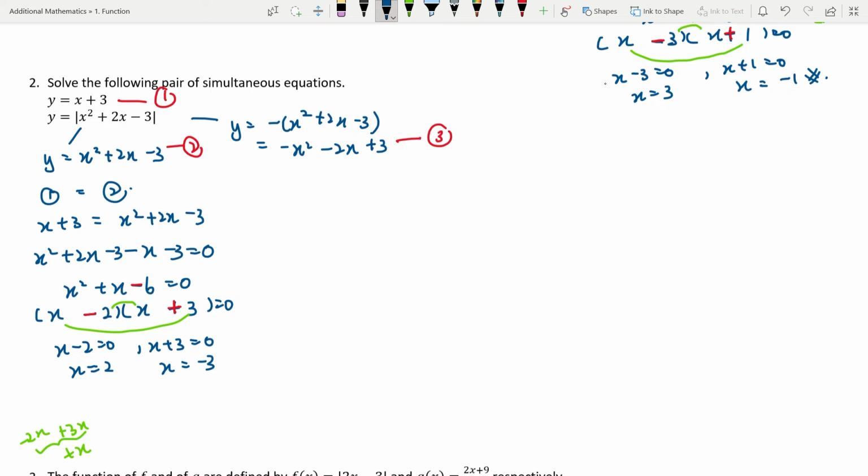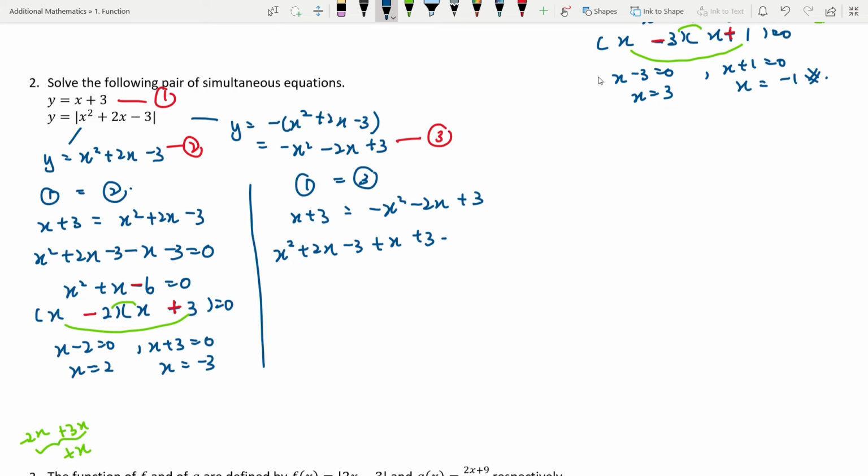For the second pair is equation 1 and equation 3. Equation 1 is equal to equation 3. x plus 3 is equal to negative x squared minus 2x plus 3. For this one, we will bring all the terms to the left side. So we have positive x squared plus 2x minus 3 plus x plus 3 equal to 0. Simplify it, we have x squared plus 3x minus 3 plus 3, we get a 0.